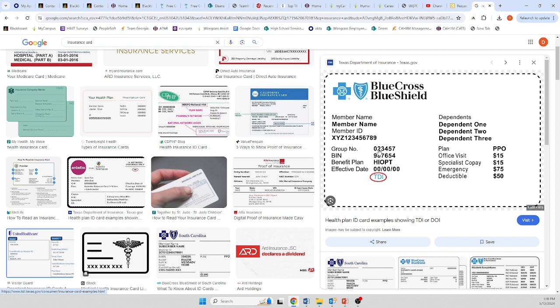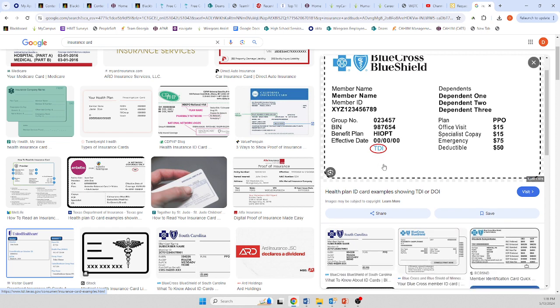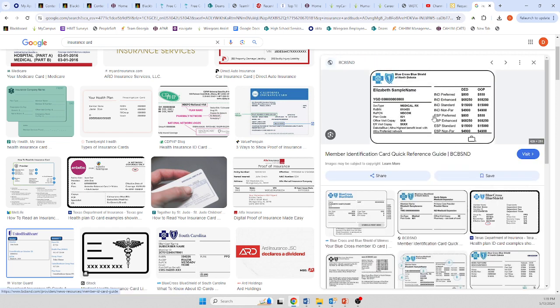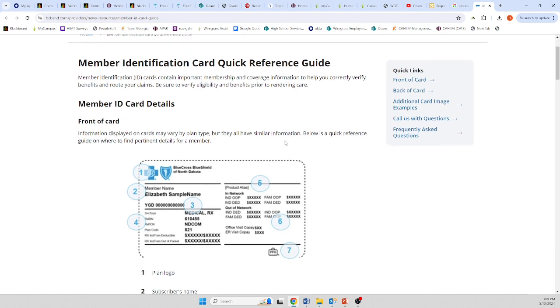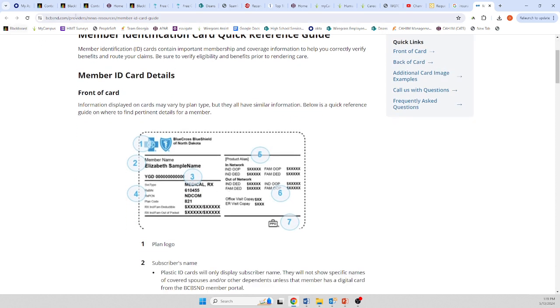We have a group number. We have a BIN, the plan name. So that's all going to be, let's see what's on this one. Look at the deductible on this one. Wowzer. Look at the plan. Individual. We will never meet it on that. All that information is usually going to be on your card.